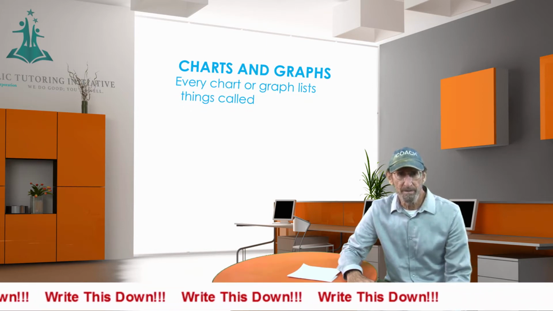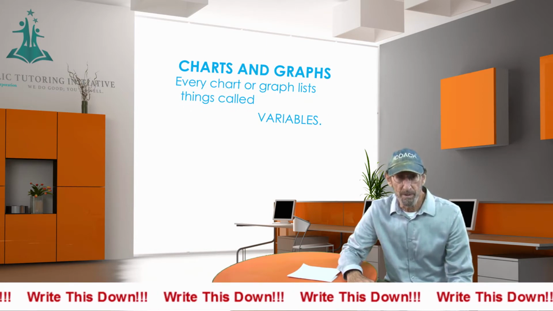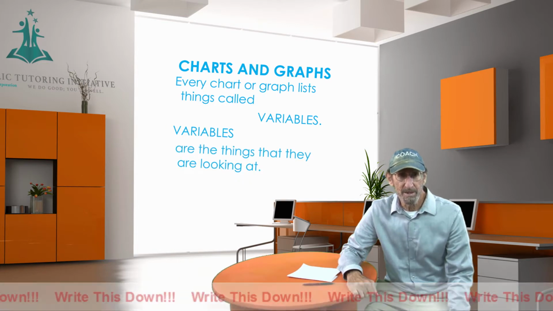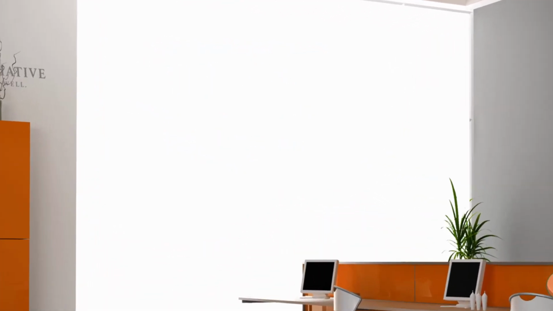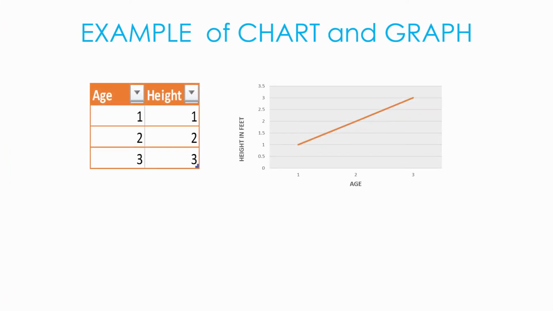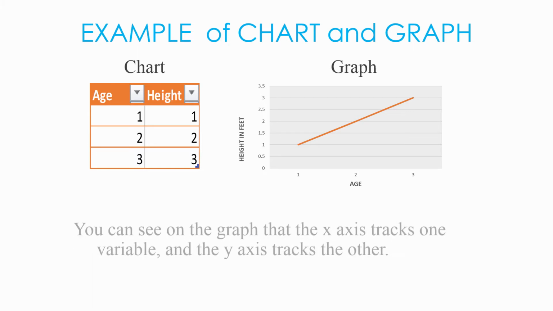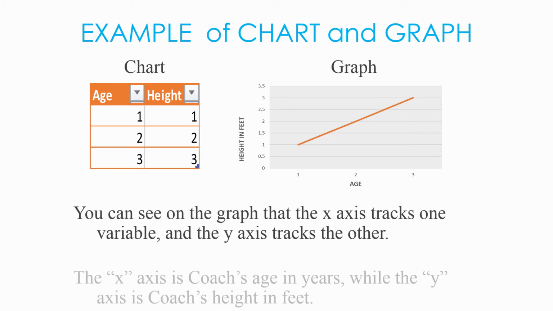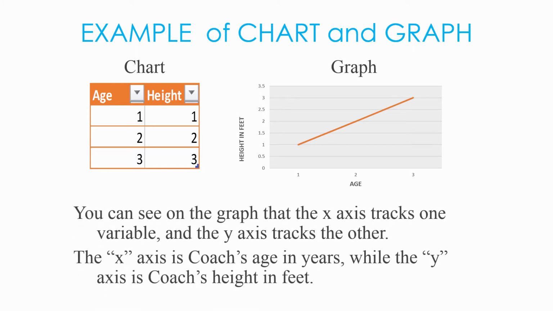Okay, first, let's talk about charts and graphs. Every chart or graph lists things called variables. That means things that they're looking at. Look at this simple chart and graph. Here's Coach's age, Coach's height. One is plotted on the x-axis, one is plotted on the y-axis. From the example, you can see that the x-axis tracks one variable and the y-axis tracks the other. The x-axis is Coach's age in years, while the y-axis is Coach's height in feet.